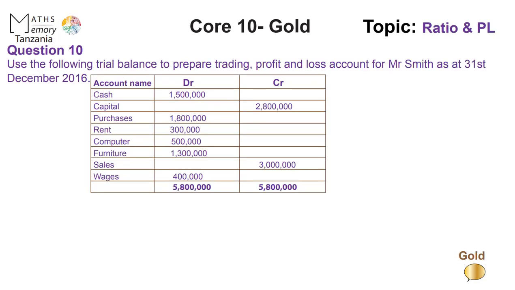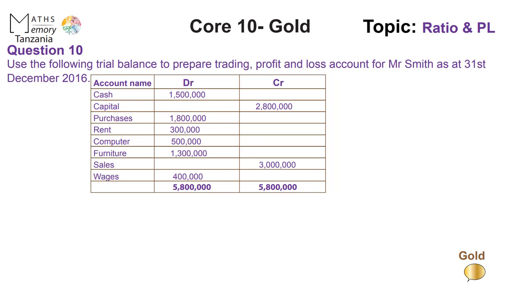Question 10, core 10 gold. Let's press pause. Let's write this question. And in this case, let's go backwards. We're going to create a trading profit and loss account from this trial balance over here. So make sure you get this right and press play when you're ready.